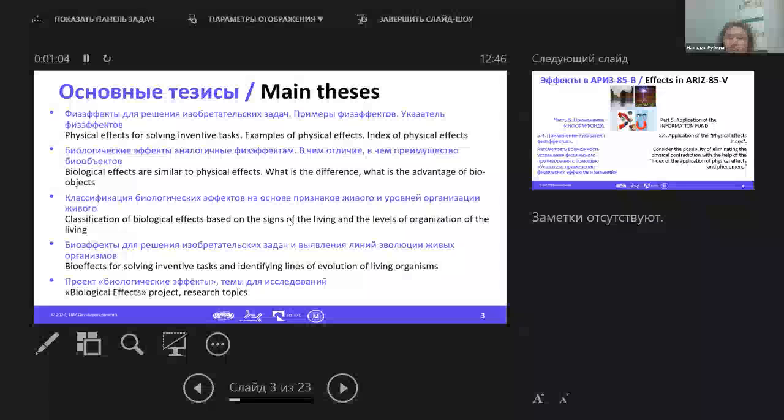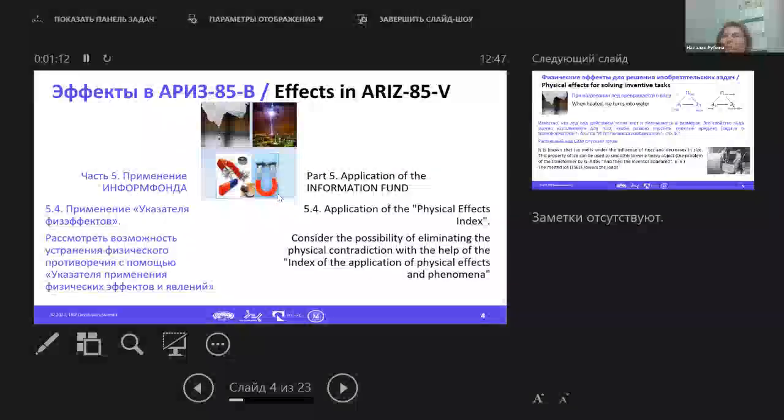The next area is on how we can use biological effects and what this biological effect project is about. And then the last part is on how we formed the study topic. Three specialists, I believe, know very well how physical effects can be applied to address inventive tasks.